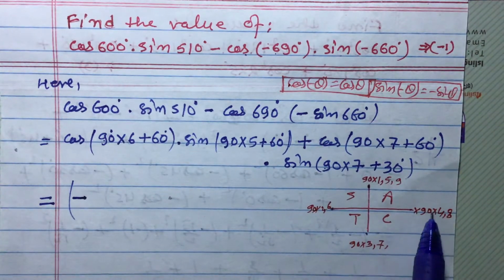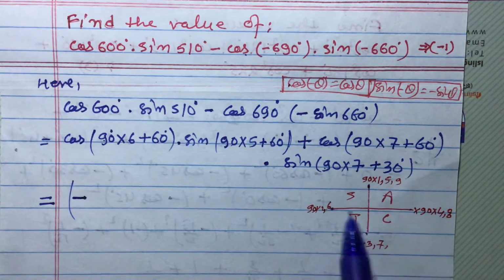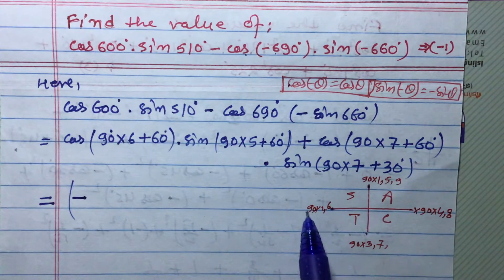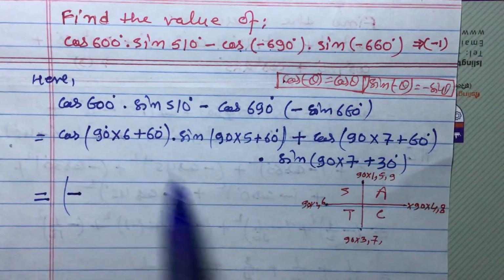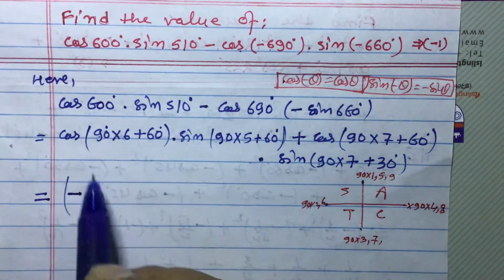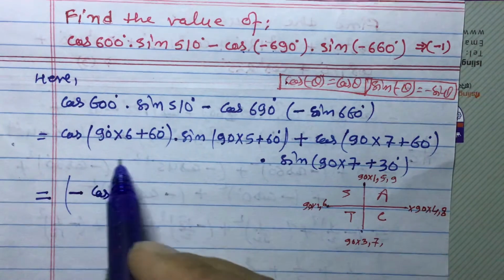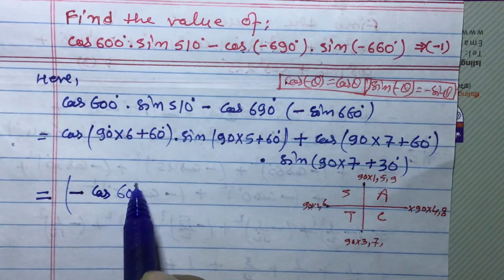But if it is 90 times 2, 4, 6, 8, 10, like that, it lies in the x-axis. And in the x-axis, the ratio does not change. So cos here, 6 lies in the x-axis, so cos will remain cos as it is. And then the 60 degree we can write as it is, like this.